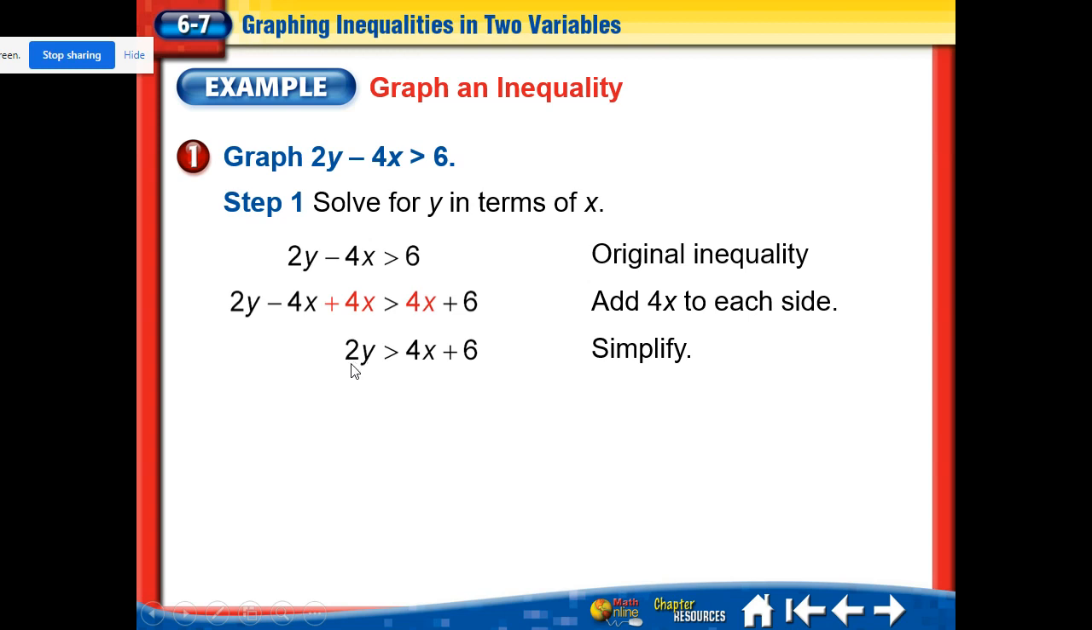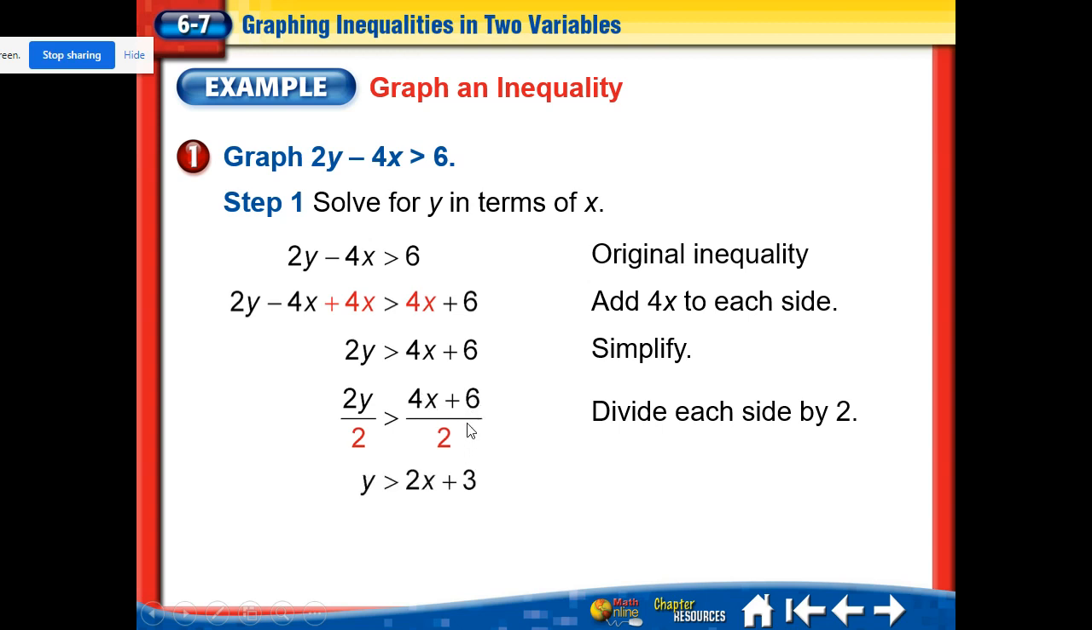And then I have to divide by whatever's in front of the y here. So I'm going to divide by 2. And I divide everything by 2. So 4 divided by 2 and 6 divided by 2. So I get y is greater than 2x plus 3.